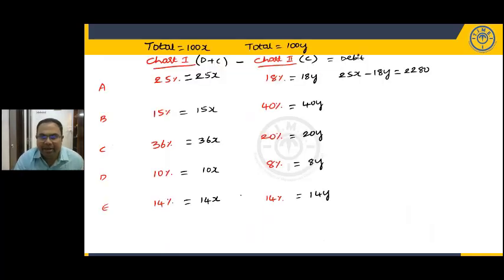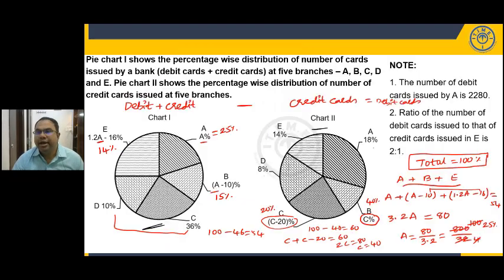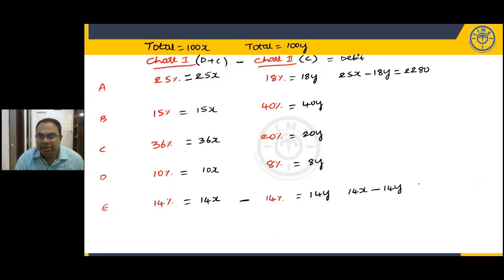Ratio of number of debit cards issued to credit cards issued in E. How will you get debit cards? Debit plus credit minus credit. Total minus credit card. That is 14x minus 14y. This is number of debit cards. The ratio of debit cards issued to credit cards issued is 2:1. Debit cards issued, taking 14 common, is 14 into x minus y. Credit cards issued are 14y. The ratio is 2:1, 14 cancels. x minus y is equal to 2y. x is equal to 3y.